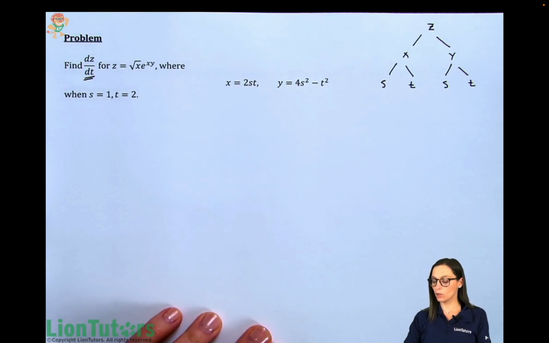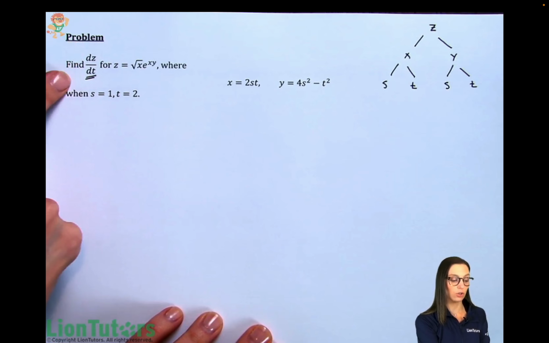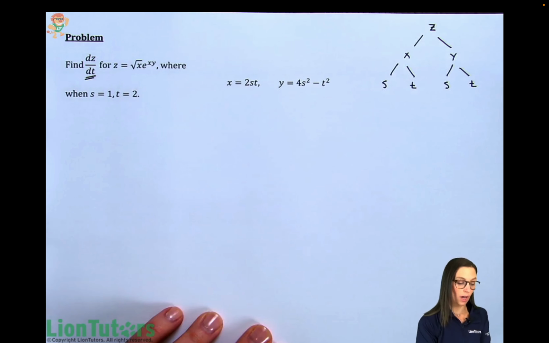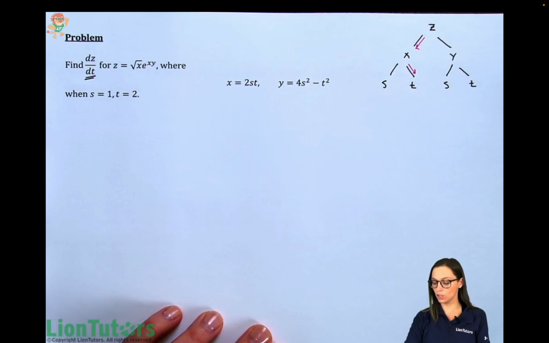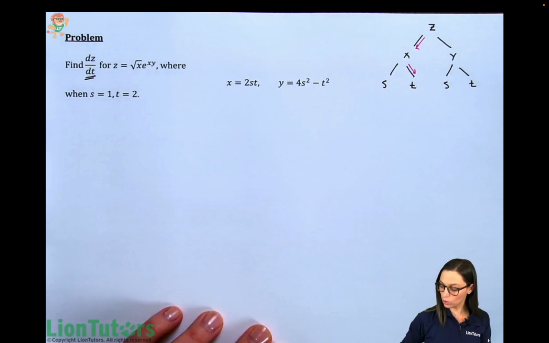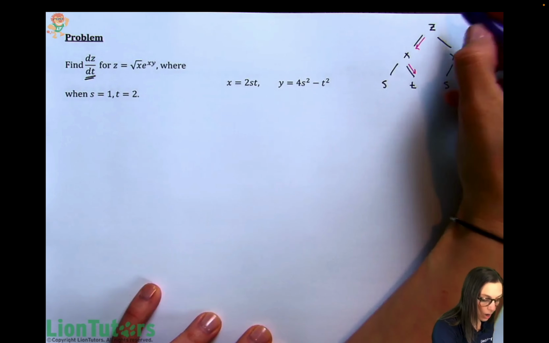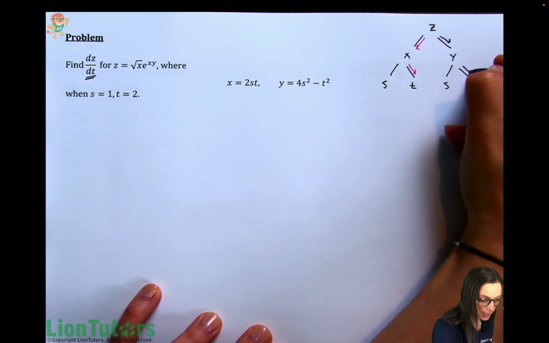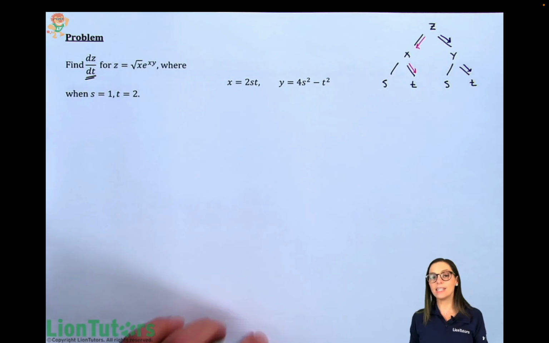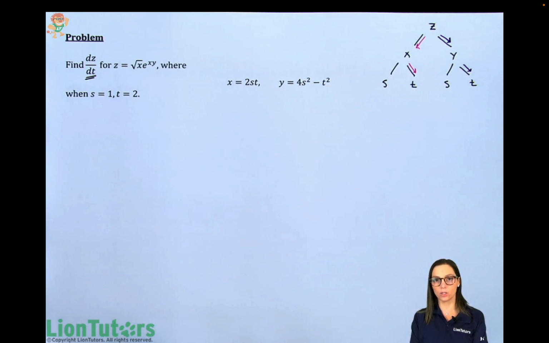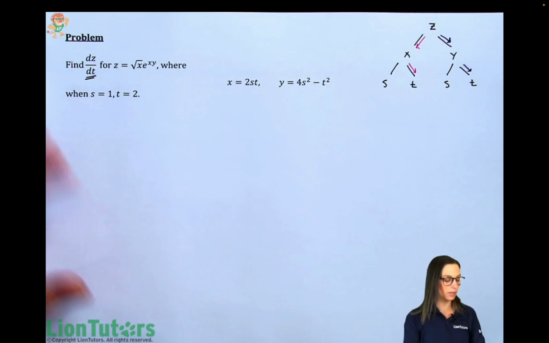So what I'm going to do is look at my tree diagram, and choose all of the paths that I can take to get from z to t. So I can go from z to x and then x to t. That's one path that I can choose. I could also go from z to y and then y to t. So I have two different paths that I can choose to get from z to t, and I need to take into account both of those paths when I'm writing out my formula for dz/dt. So what do I mean?